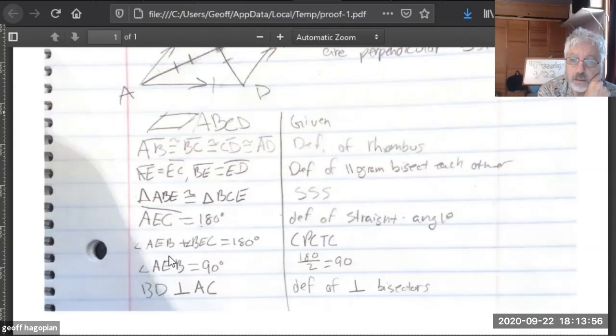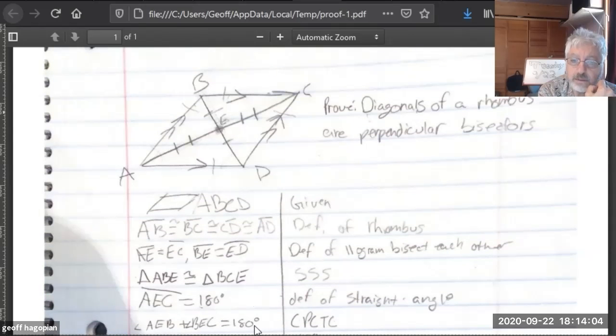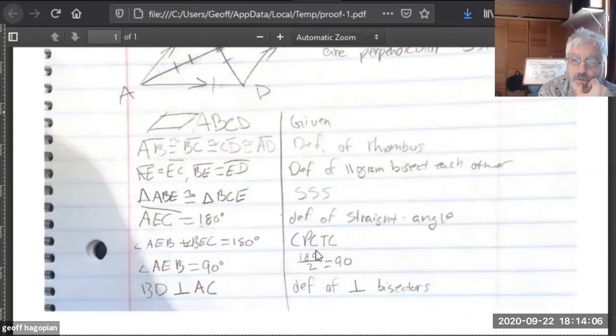And we know that angle AEB plus angle BEC is 180 degrees. Well, that's just another way of saying the whole is the sum of the parts. So I don't think this justification is quite right, right? Because you really haven't used this side, side, side, right?